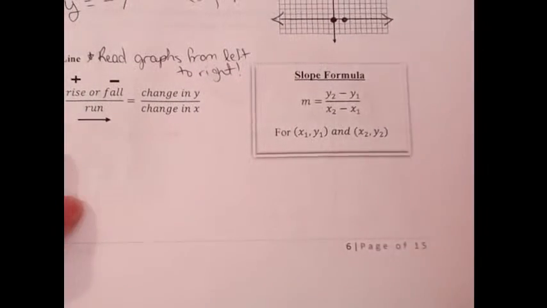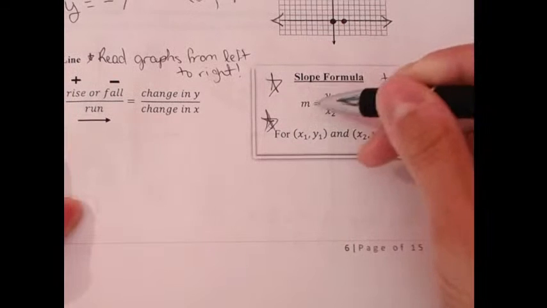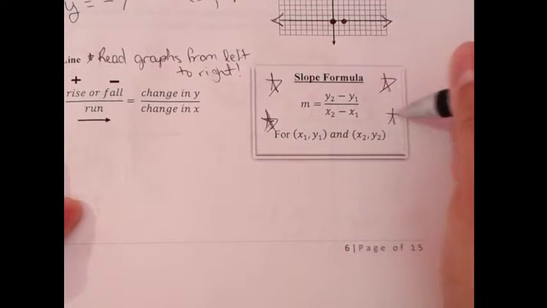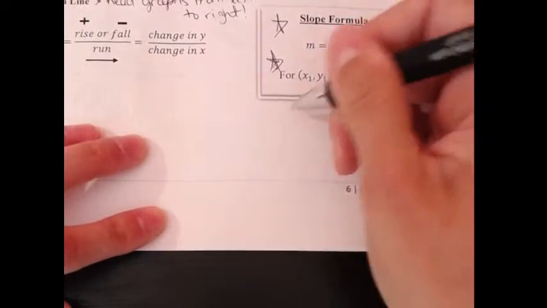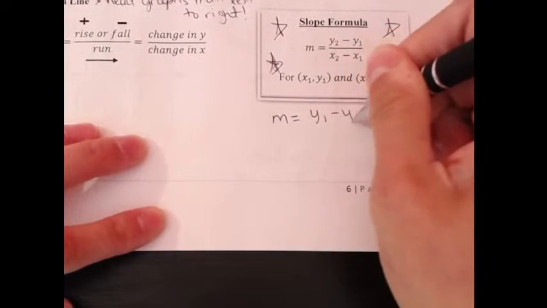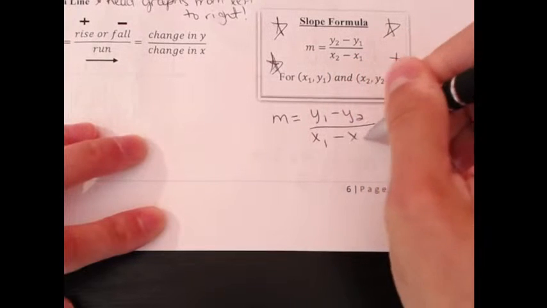So again, please commit this formula to memory. m is equal to y sub 2 minus y sub 1 over x sub 2 minus x sub 1. Now the order can actually be switched. So for instance, another version of the slope formula is y sub 1 minus y sub 2 over, you guessed it, x sub 1 minus x sub 2.